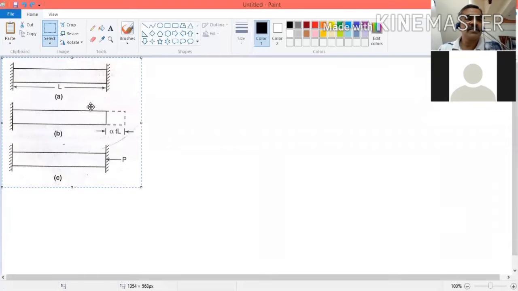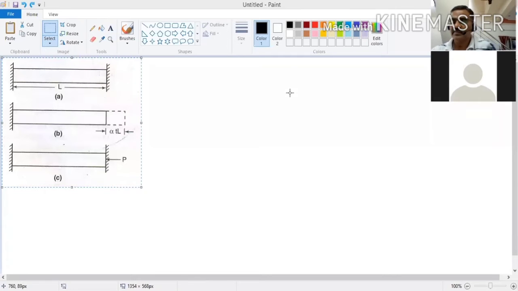Take this structure. Both ends are fixed. Assume that initially we want to calculate the expansion. What would be the expansion? That you have to find first.